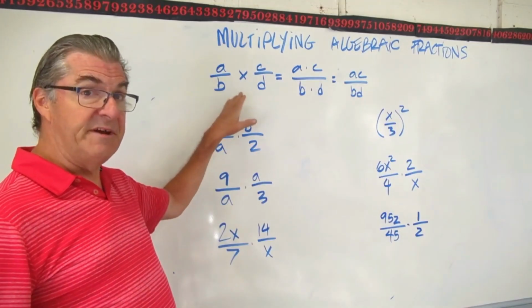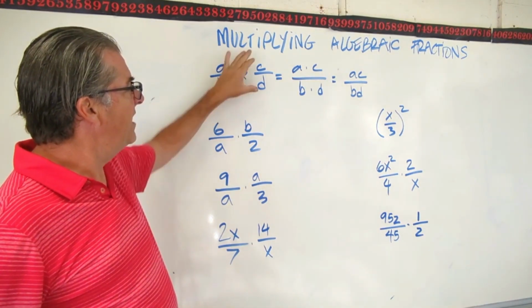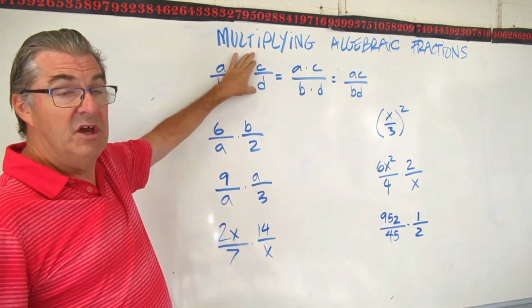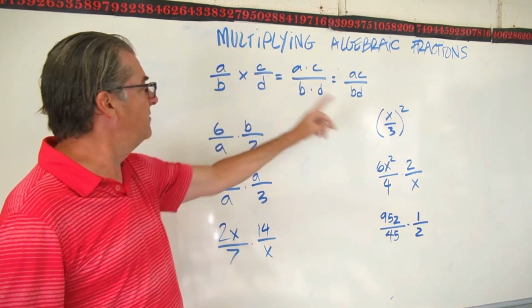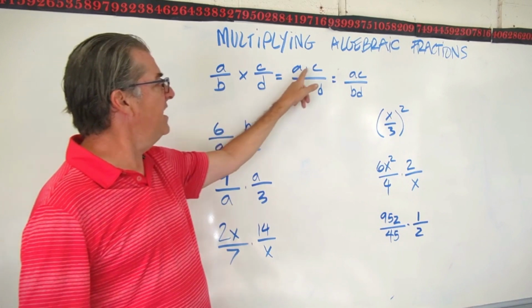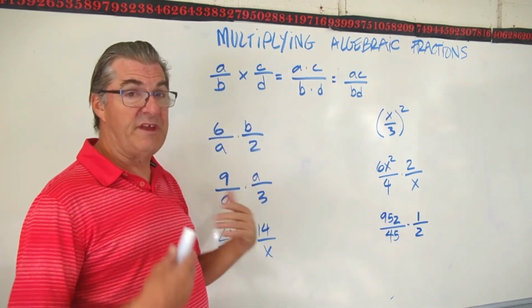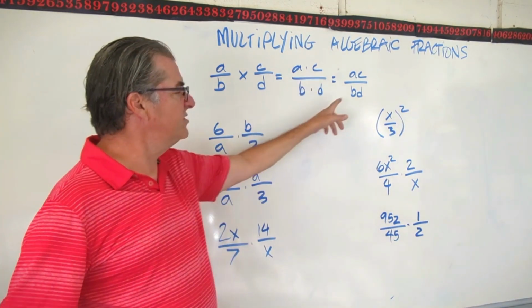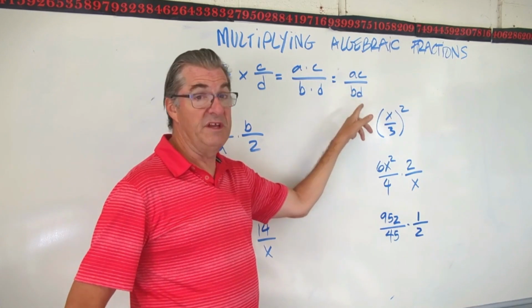Here is the fundamental rule. If you have one fraction, a over b, and it's being multiplied by another fraction, c over d, you just multiply straight across the tops and straight across the bottoms. So the top is going to be a times c, the bottom is going to be b times d, and then of course with algebra we drop the times and we just put the two letters next to each other. So this would be ac over bd.